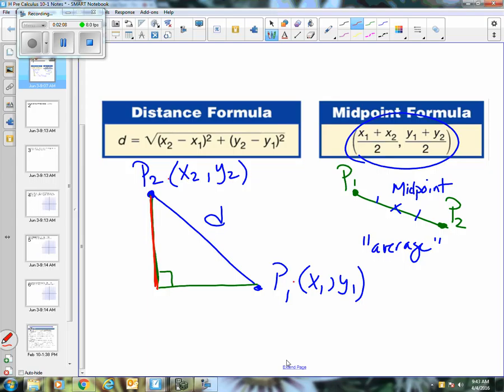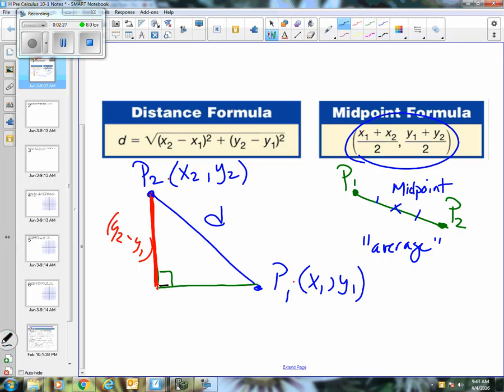Which coordinate would you be using to figure out that vertical change? Well, it'd be the y values, right? So how do I find out how far apart these y values are? How do you find out how far apart any two numbers are? You find the difference between them, right? That distance or difference. So y2 minus y1, I'd find the difference. That would give me the height of that triangle.